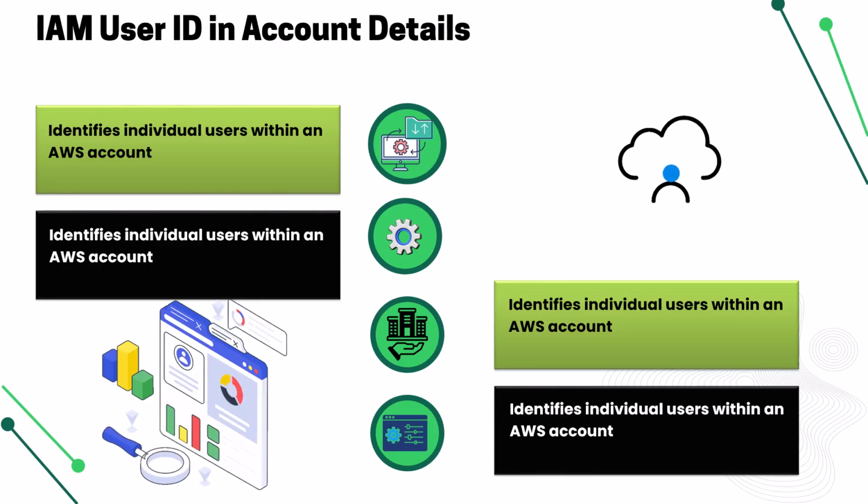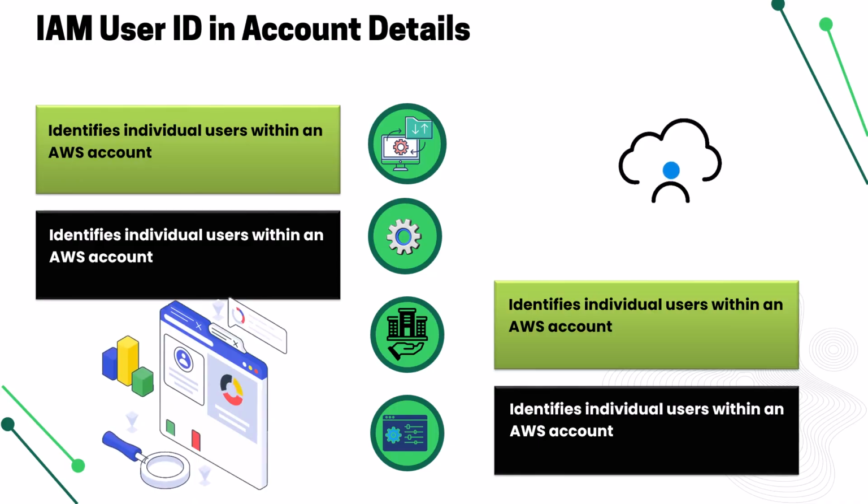Let's start with the basics. IAM User IDs help AWS recognize individual users inside an account. Think of it as your digital fingerprint in the cloud. It's the key to managing access and keeping security tight. AWS stores this info in IAM, which allows admins to track who did what and when, because accountability is always a good thing.